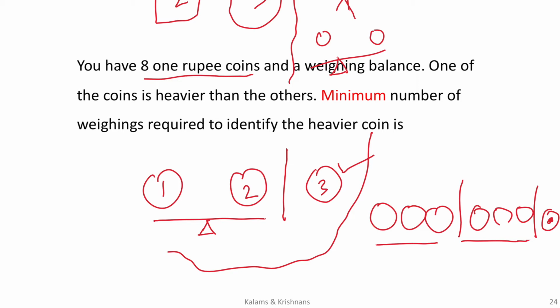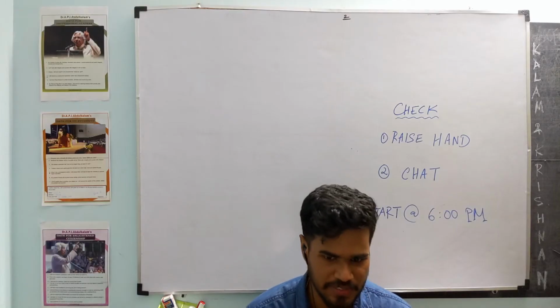We can find it from one weighing. And then in the second weighing, we can say which of these is heavier. Do you all agree? Some answers, please. Yes. Yes. Okay. Thank you. So this is the first example.